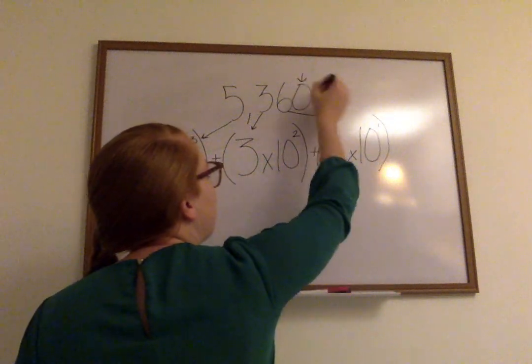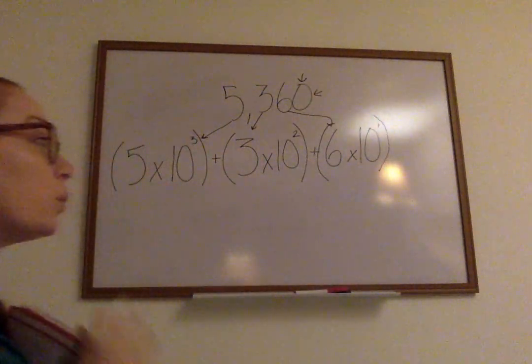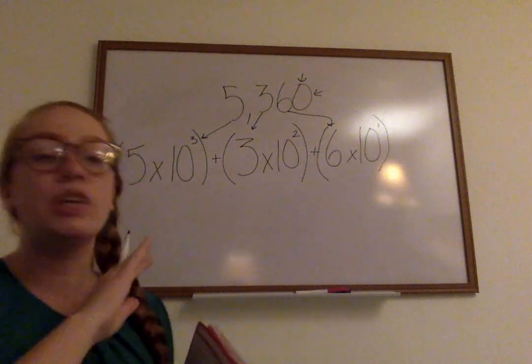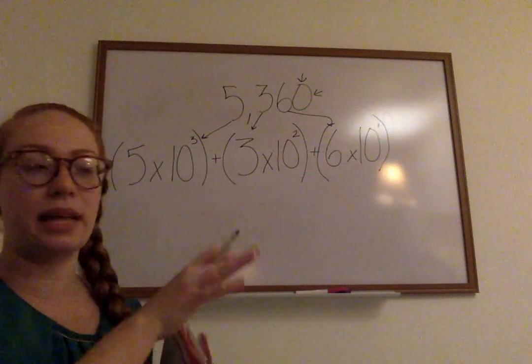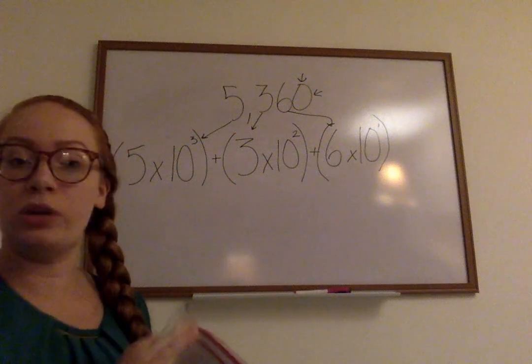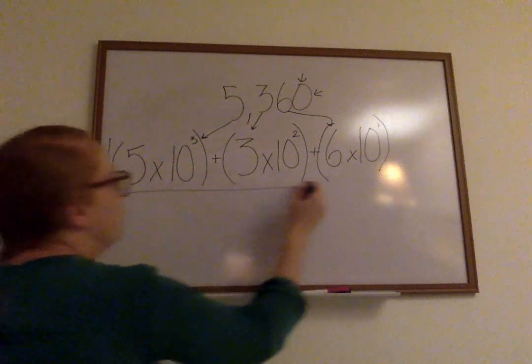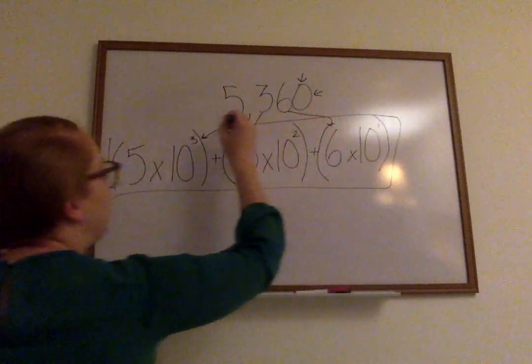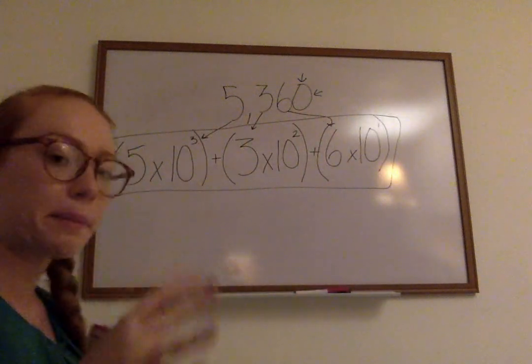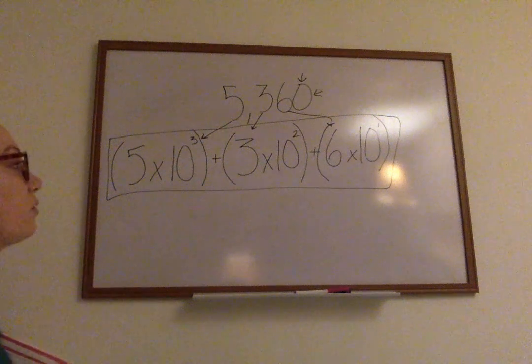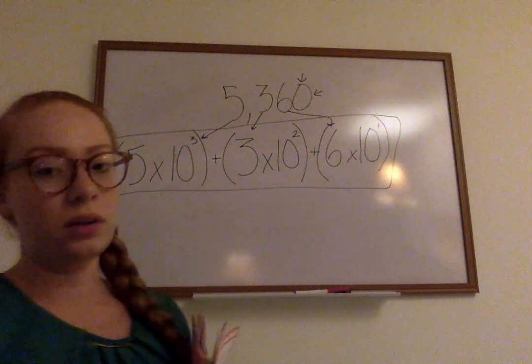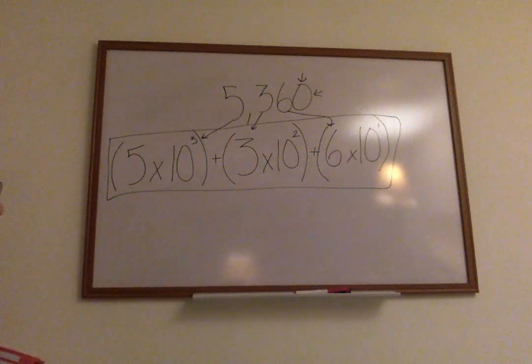My next number is a 0. When all I have is a 0 left, you always skip zeros, or if it's the last thing left, you just stop there. We don't have to add anything with the zeros. So our final answer is right here. So we went from standard form, which is just normal numbers, and then moved to expanded form, where we expanded the number out with our base of 10 and our exponents.